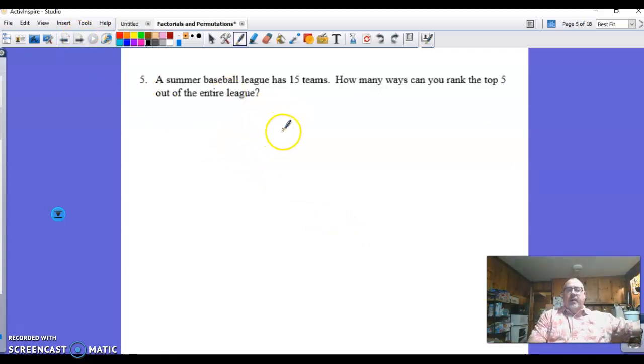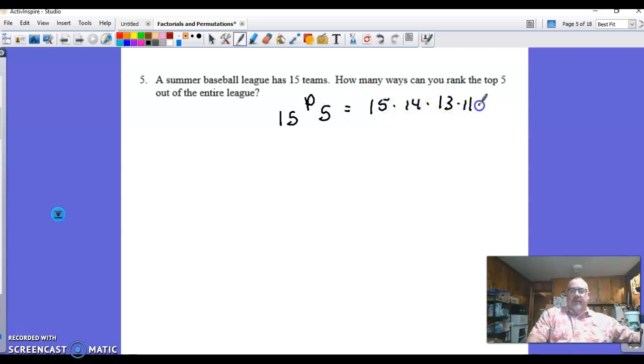All right, so then it got into the word problems. Like I said, if you're putting things in order and they are dependent situations, you can't use the same thing twice. If you have a summer baseball league with 15 teams, how many ways could you do the top five? Well, that's putting them in order, first place, second place. If a team is in first, they can't be second, so it would be dependent. So this would be 15P5, or you could write it the other way, which would be the same as 15, 14, 13, 12, 11.